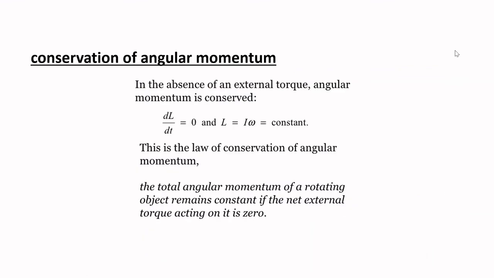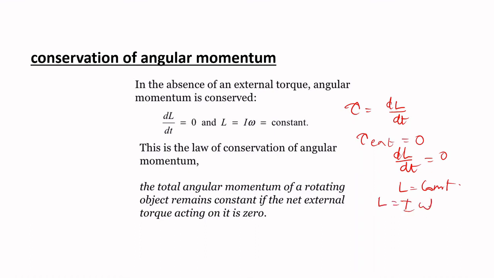The next important topic in the chapter is conservation of angular momentum. Angular momentum, as we all know, is L equal to I omega, and if there is no external torque acting on the system, since we learned that torque is dL by dt, then if external torque is absent it's 0, that means dL by dt will be 0 and L is a constant. So L, we know, is I omega. So this I omega will be a constant if torque is absent.